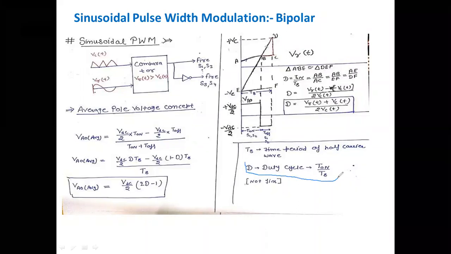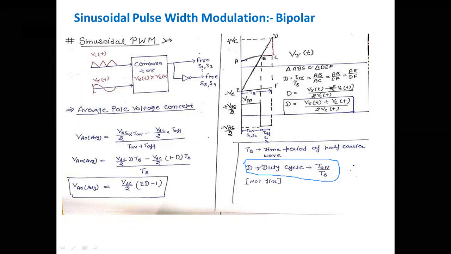You know that the duty cycle, which you have also studied in the chopper, is T on by T. So similarly I represent the duty cycle here as T on by TS. Okay, so if I want to calculate T on, T on gives you D into TS. So T on I have written here as D into TS minus VDC by 2. Now T off I have to write.